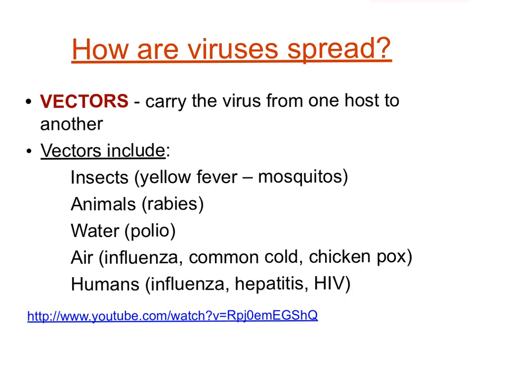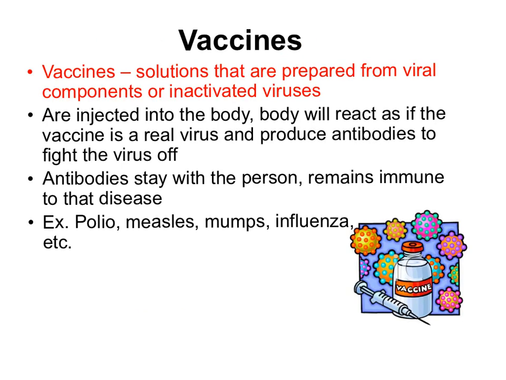There are some other things that can spread viruses, including insects, like mosquitoes, animals when they bite or scratch each other with rabies, and of course humans. If we exchange fluids, then we can pass on viruses. Vaccines are one way that we can prevent viral infections.